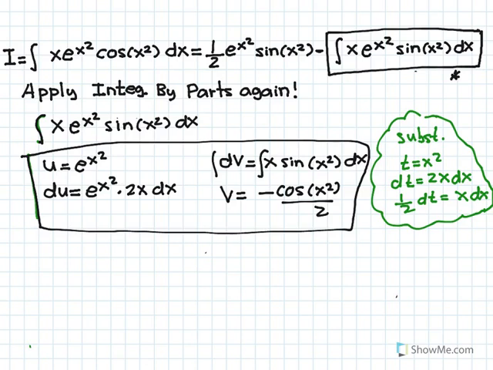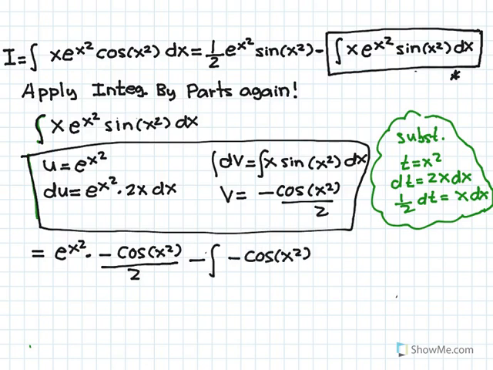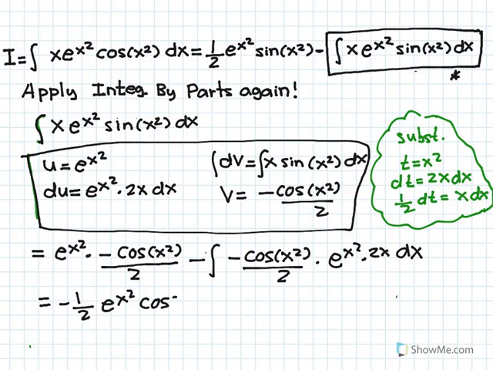So we have u times v, and that's going to be e to the x squared times v, which is negative cos of x squared divided by 2, minus integral v, which is minus cos of x squared divided by 2, times du, which is e to the x squared times 2x dx. All right, so what are we going to do? Well, let's simplify this a little bit, and we get negative 1/2 e to the x squared cosine of x squared, and the 2 cancels out. We get plus integral x e to the x squared cosine of x squared dx.